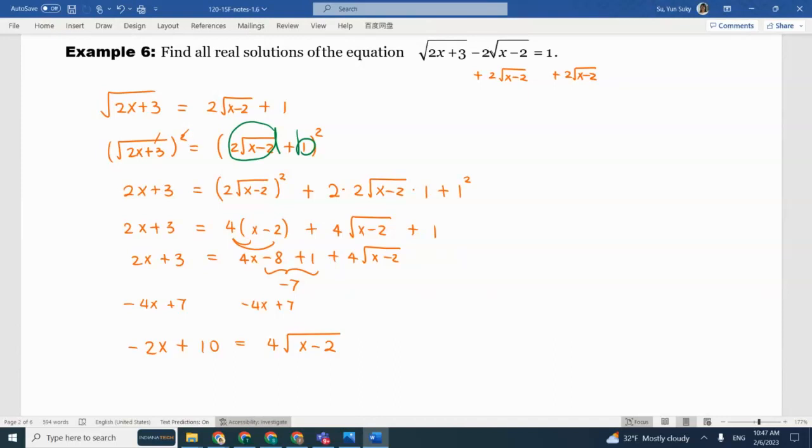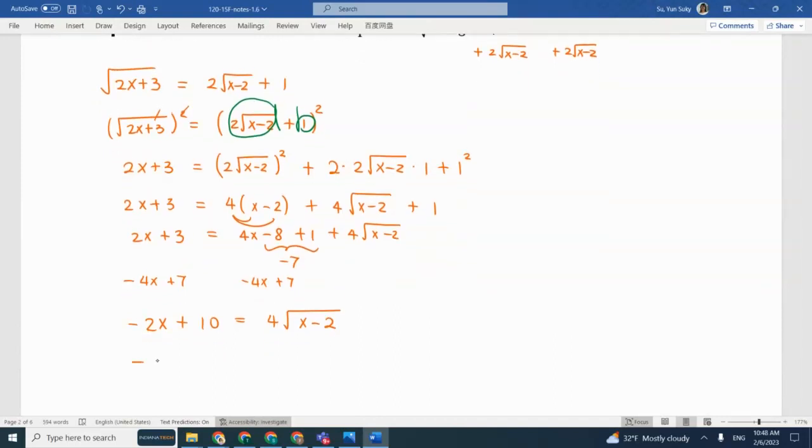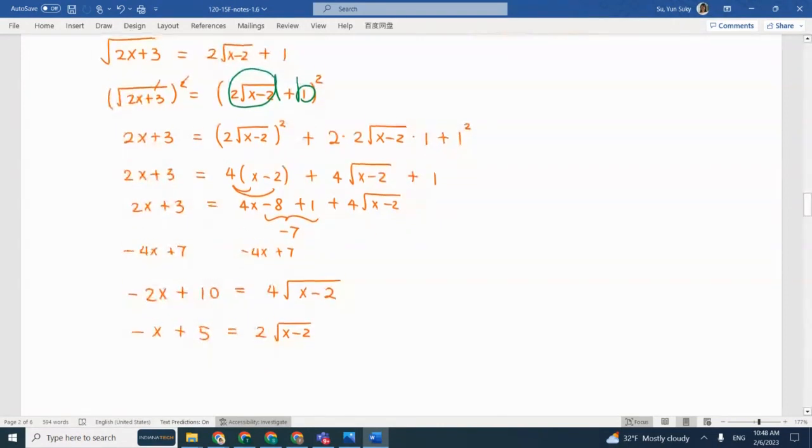Okay, everybody? Alright, so here, if you can simplify it, you see all the terms have a factor of 2. So let's divide both sides by 2. Do you want to work with small numbers or big numbers? Small numbers. So if you can simplify it, simplify it. If both sides are divided by 2, what do we get? Negative x plus 5 equals 2 square root of x minus 2. Right, everybody? Now we're ready.